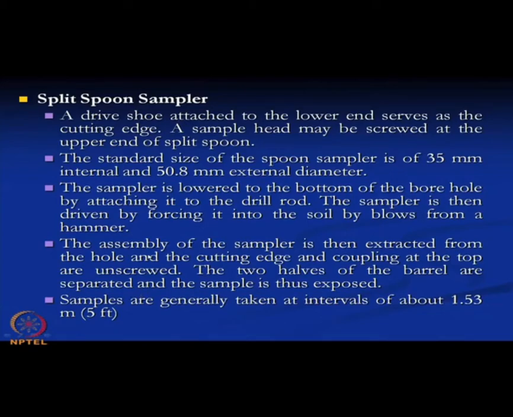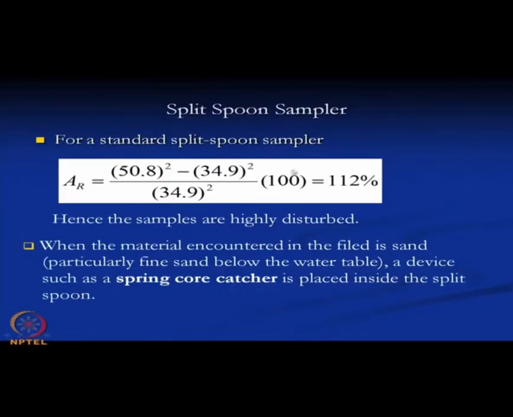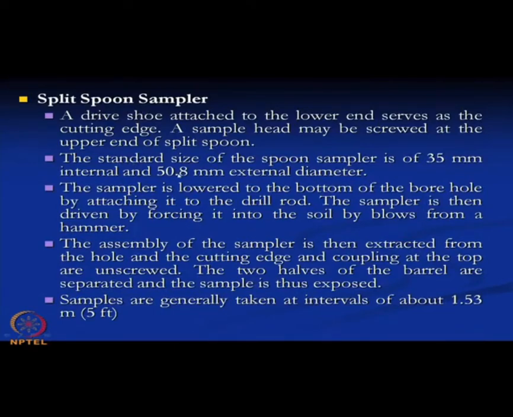So, once the sampler is pushed into the soil, it is taken out and the soil has entered into the sampler. Once it is taken out, it is basically a two-halves hollow tube. So, it is opened and then the soil sample is collected inside the tube. Now, as I mentioned, the external diameter of this split spoon sampler is 50.8 millimeter and the internal diameter is 35 millimeter.